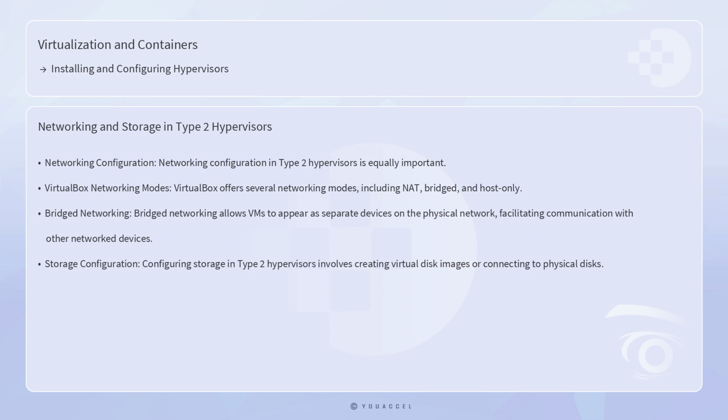Networking configuration in Type 2 hypervisors is equally important. VirtualBox offers several networking modes, including NAT, bridged, and host-only. Each mode serves different use cases. For instance, bridged networking allows VMs to appear as separate devices on the physical network, facilitating communication with other network devices. Configuring storage in Type 2 hypervisors involves creating virtual disk images or connecting to physical disks. Care should be taken to allocate sufficient disk space to avoid performance degradation due to disk thrashing or insufficient storage.